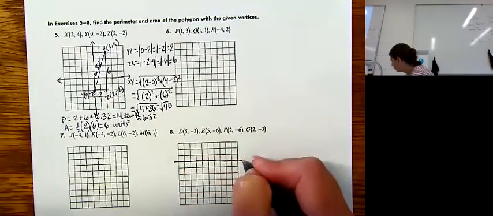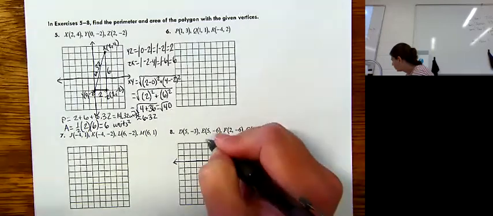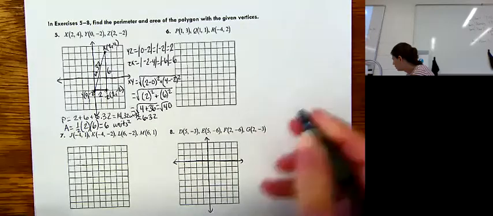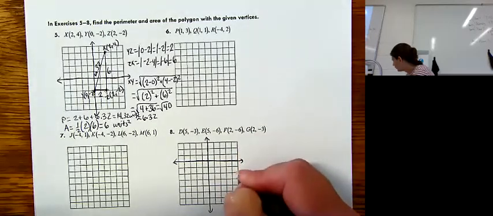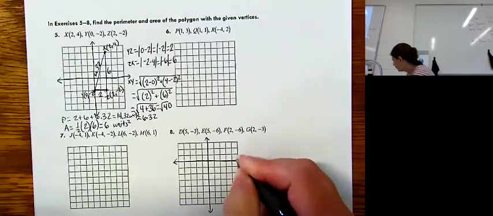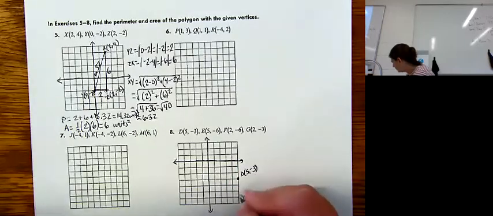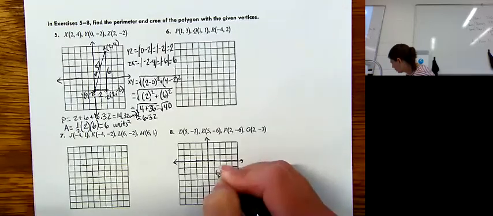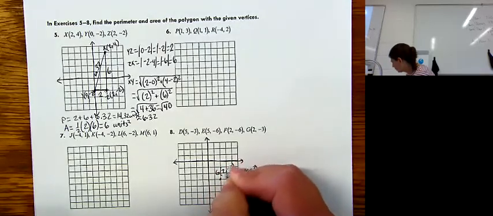But just to do one that is a square. So D is at 5, -3. E is at 5, -6. F is at 2, -6. And G is at 2, -3.